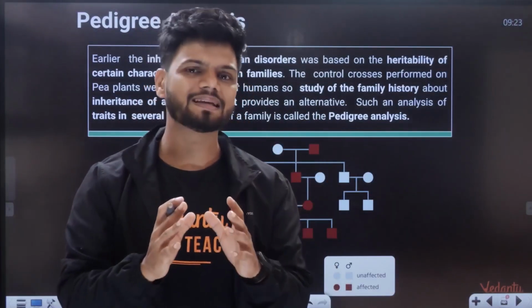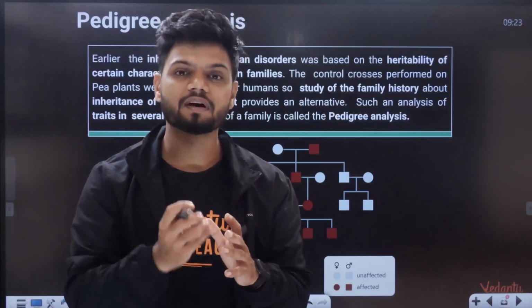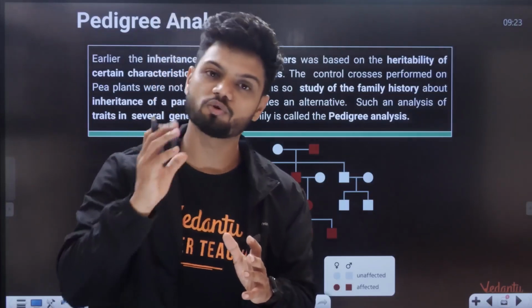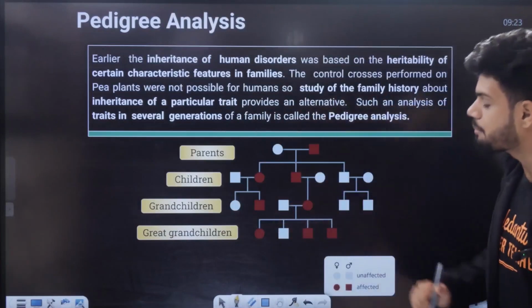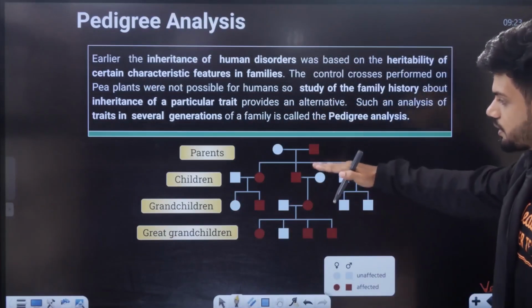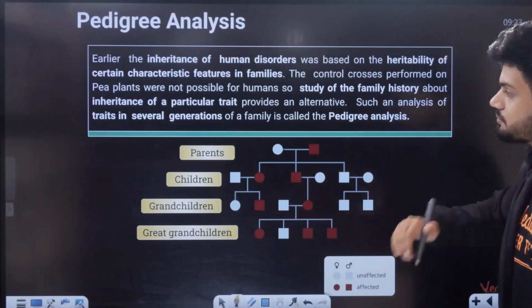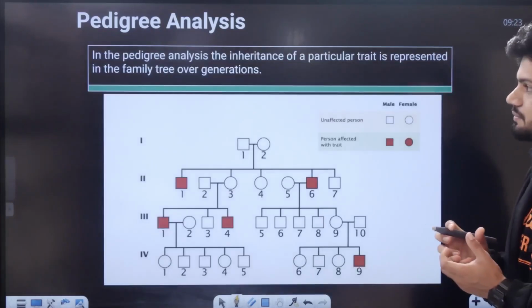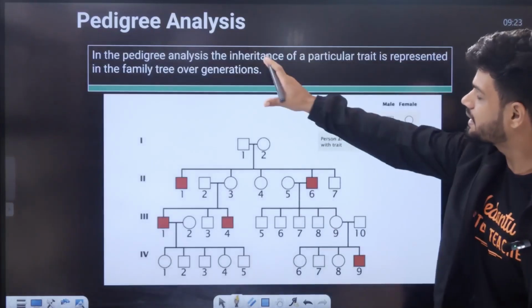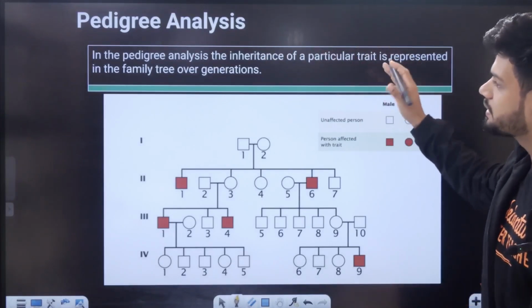history about your family. And with the help of pedigree analysis we can identify any diseases there in the family and cure it also. See here, for example, this is the entire map of your generation, parents, children, grandchildren, great grandchildren, full family history, and we can find if anyone is deceased. In pedigree analysis, inheritance of a particular trait is represented in a family tree.